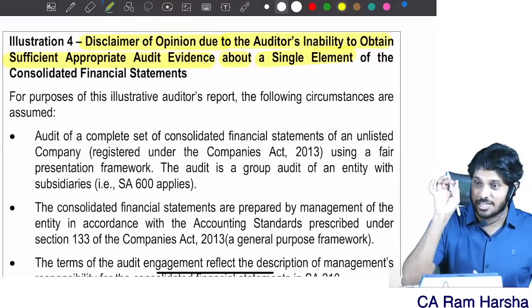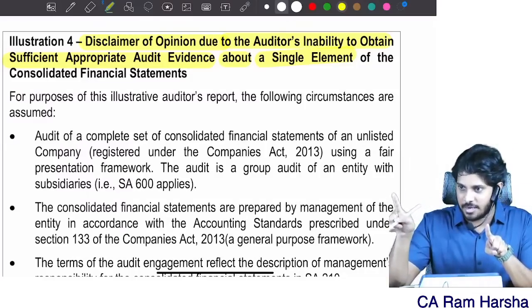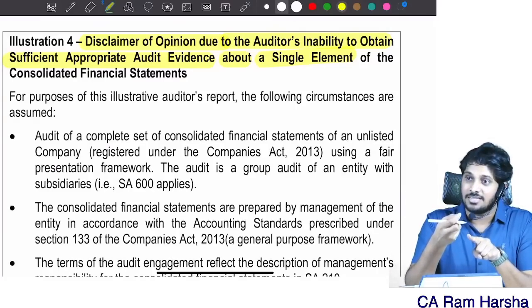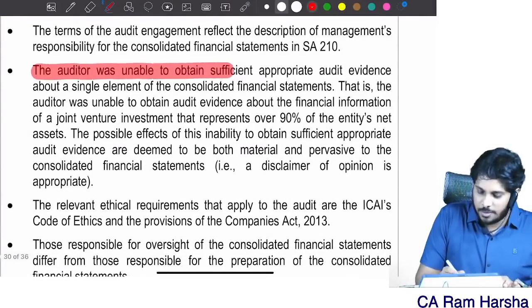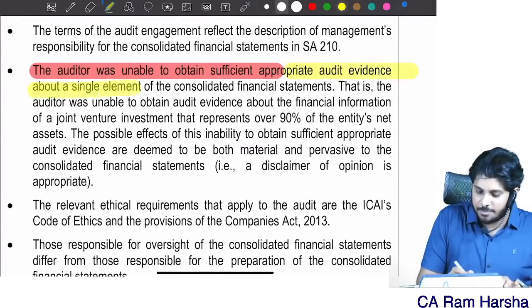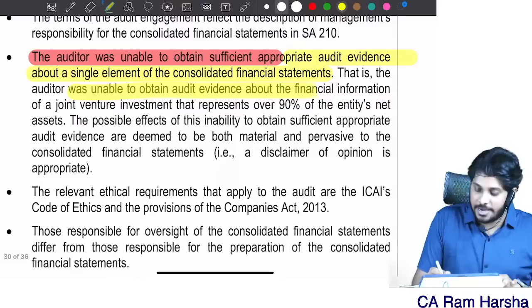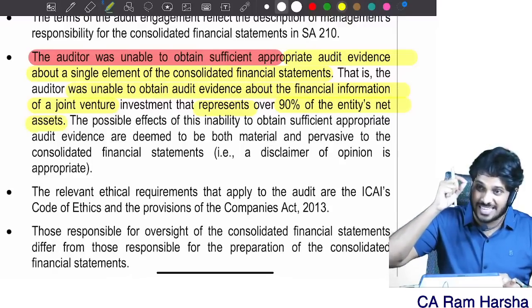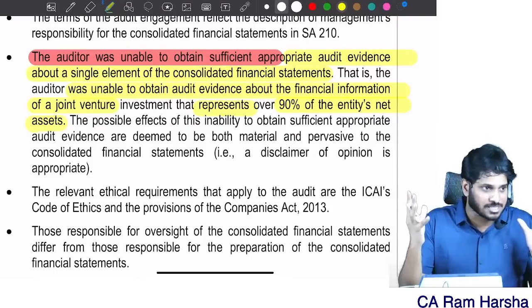That could be substantial. Pervasive means what? In the auditor's judgment, the effects are not confined to a specific element, specific account, specific item. If so confined, that could represent a substantial portion. Now you see here, the auditor was not able to obtain sufficient appropriate evidence about a single element of the consolidated, single element only. That is, he is unable to obtain evidence about the financial information of a joint venture which represents 90% of the net assets. Oh my God, 90% of the asset value you did not get evidence. Though it is a single item, it represents a substantial portion.